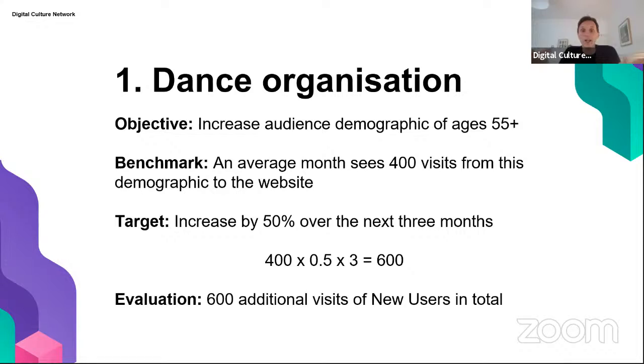So that's the campaign that they're running. They calculate it by going, it's 400 a month anyway, I'm going to times it by 0.5, which is 50%, and then times it by 3 for the months. So that gives them 600. The target for that campaign is 600 additional visits of new users in that demographic over that period. Now, there's no point starting a campaign and then 3 months later coming out the other end and going, oh, did we hit 600? Because you might have exceeded it, or it might be a lot lower. You need to evaluate it on an ongoing basis.